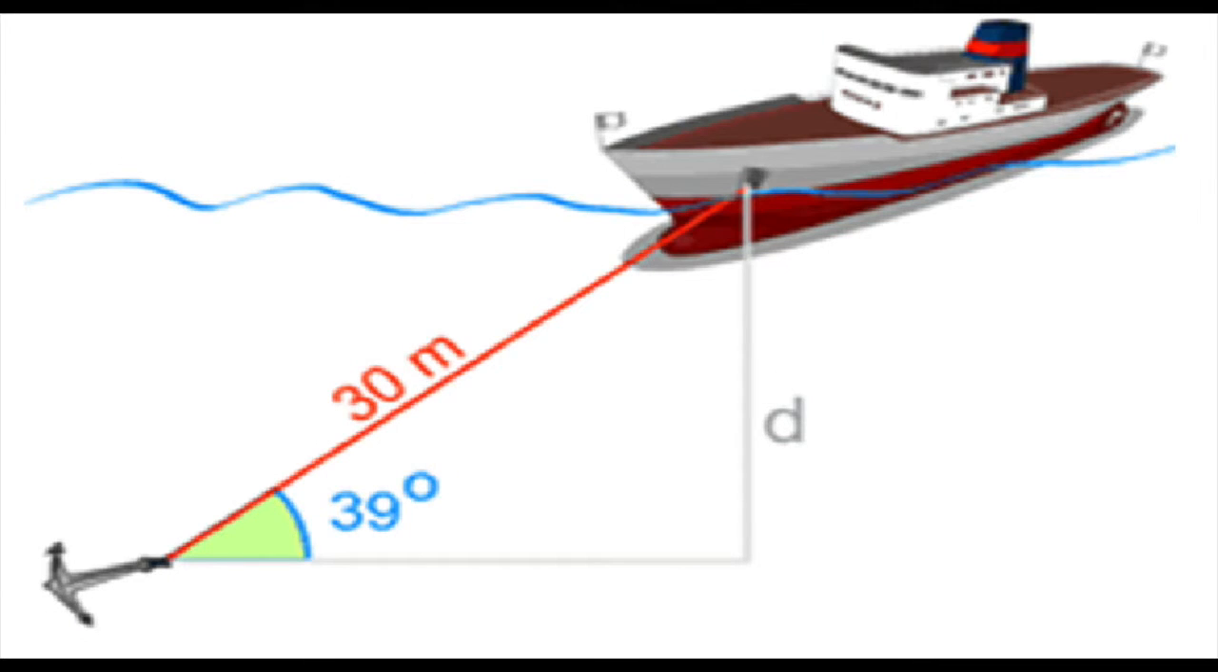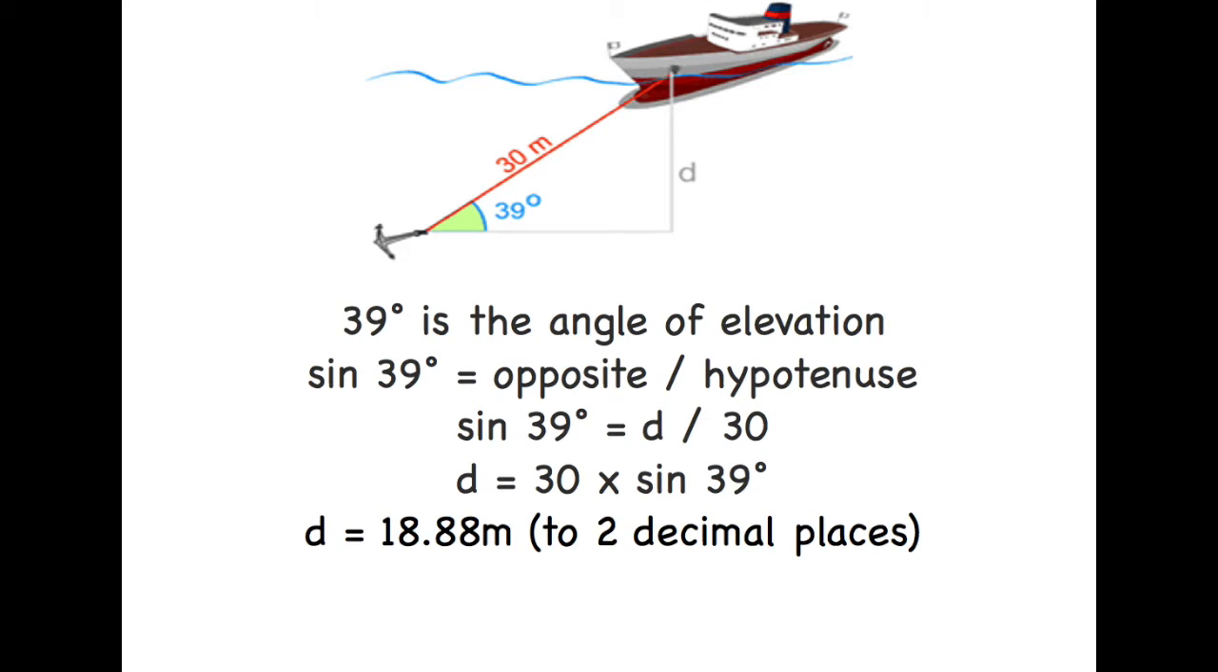Now, this is an example of how trigonometry can be used in real life. In this question, you can see that 39 degrees is the subject angle, d is the opposite side, and 30 meters is the hypotenuse. Now, 39 degrees is the angle of elevation. So, sine 39 degrees equals the opposite over hypotenuse. So, sine 39 equals d over 30. d equals 30 times sine 39, so d must equal 18.88 meters.